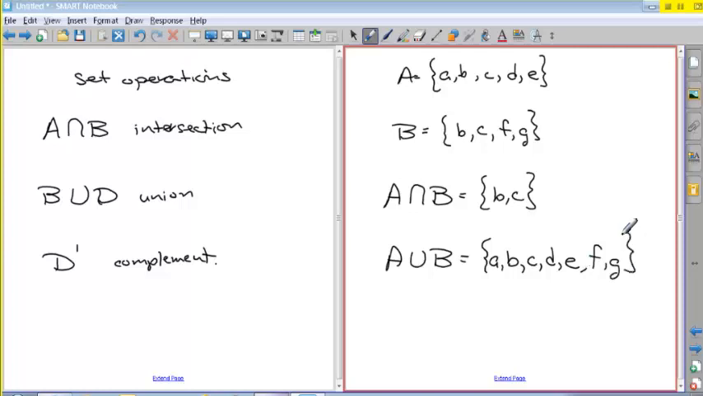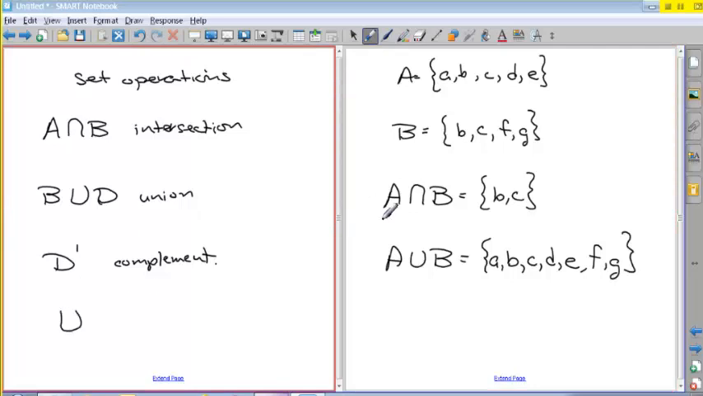Now, to do the complement, you have to know what the universal set is. This is not the same as this. This is a union sign. This is just U for universal set. The complement of a set is equal to the elements in the universal set minus the elements in the set. So basically the complement is everything that's not in A but in the universal set.